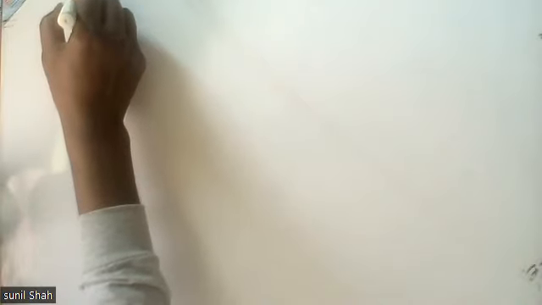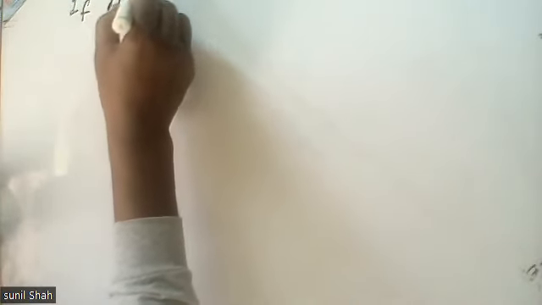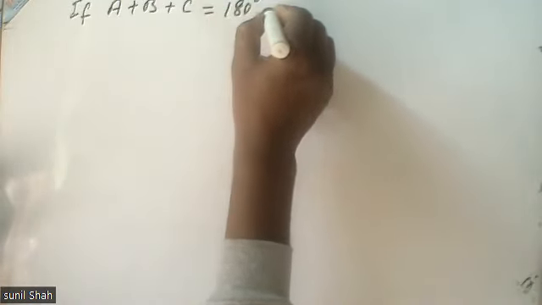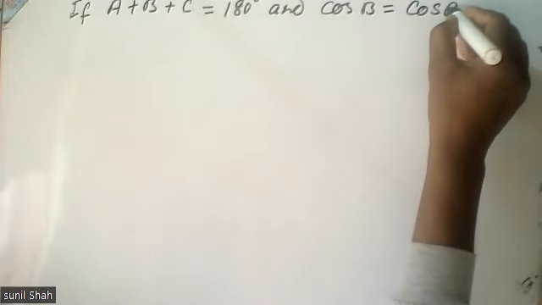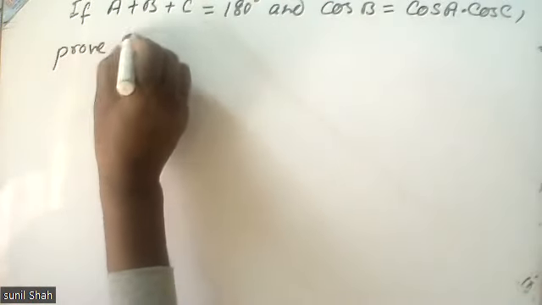This is of another type. If A plus B plus C is equal to 180 degree and one more condition is given: A plus B plus C is equal to pi radian and cos B is equal to cos A into cos C. Then prove that tan B is equal to tan A plus tan C.